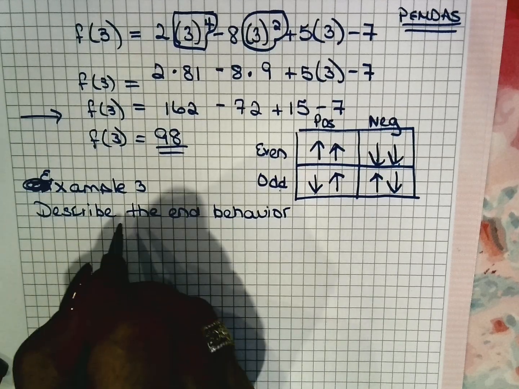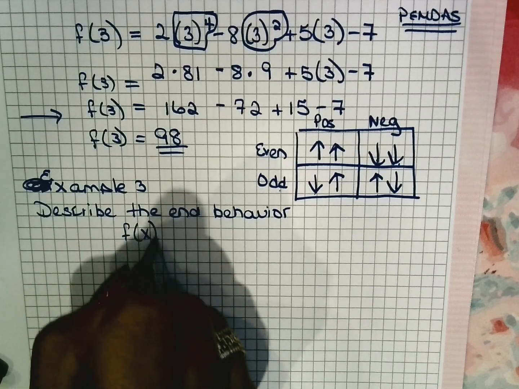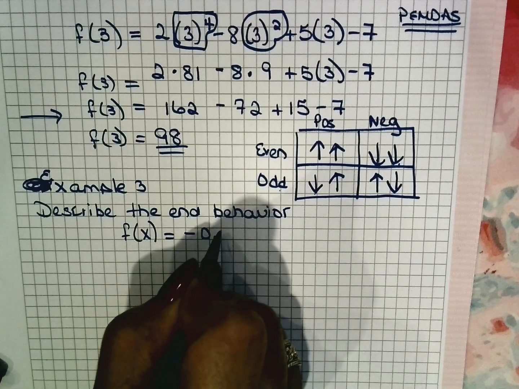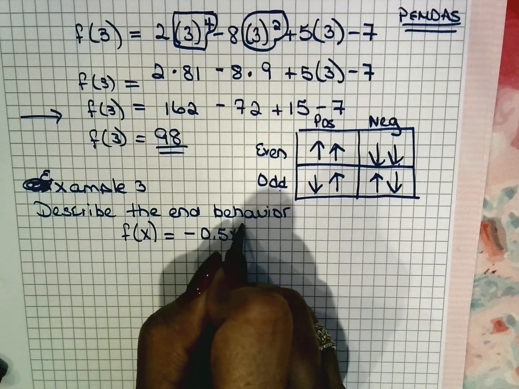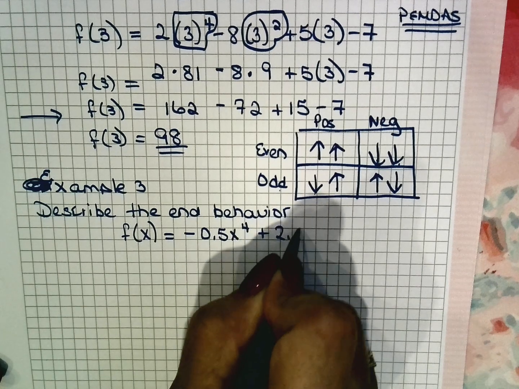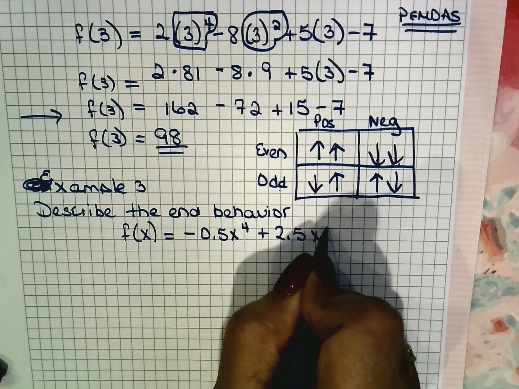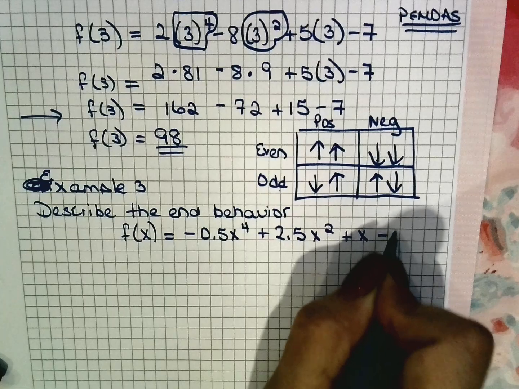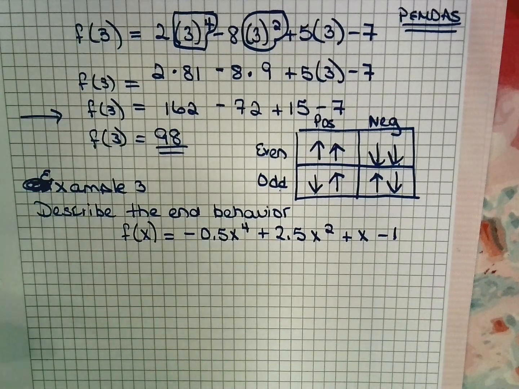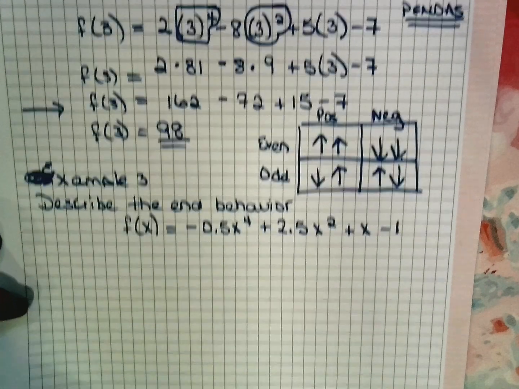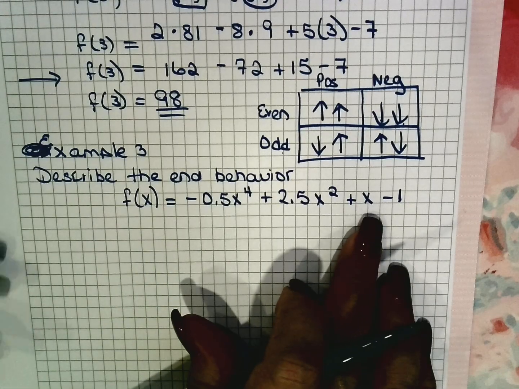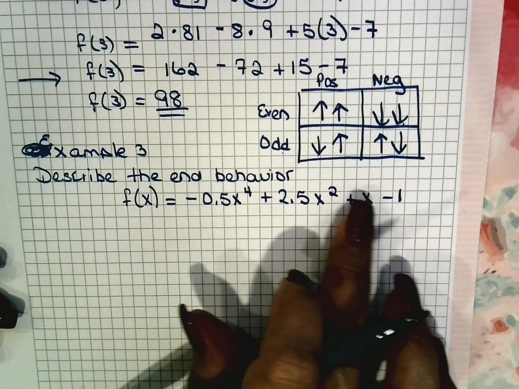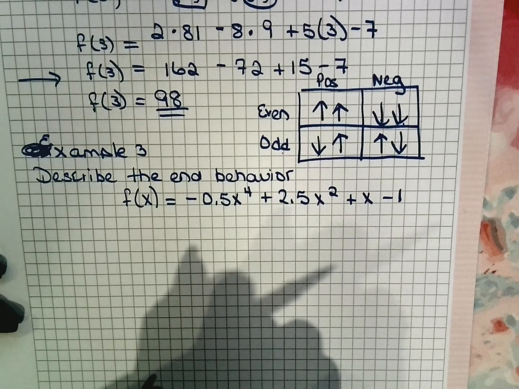Describe the end behavior of f of x equals negative 0.5 x to the 4th plus 2.5 x squared plus x minus 1. All right, first thing you got to check, is this a polynomial? Yep. Is it in standard form? 4, 3, 4, 2, 1, 0. Yep, it's in standard form.